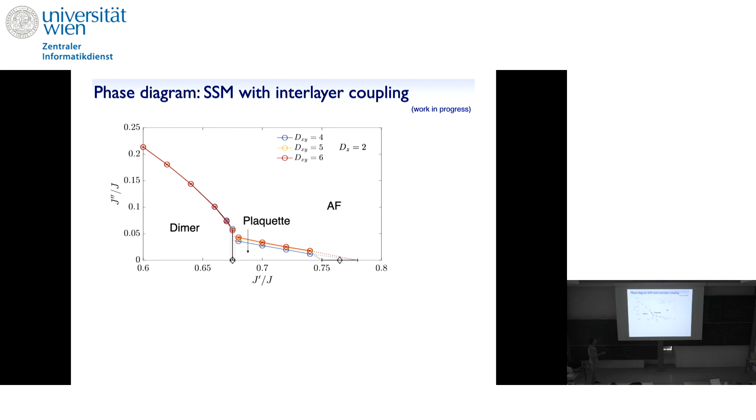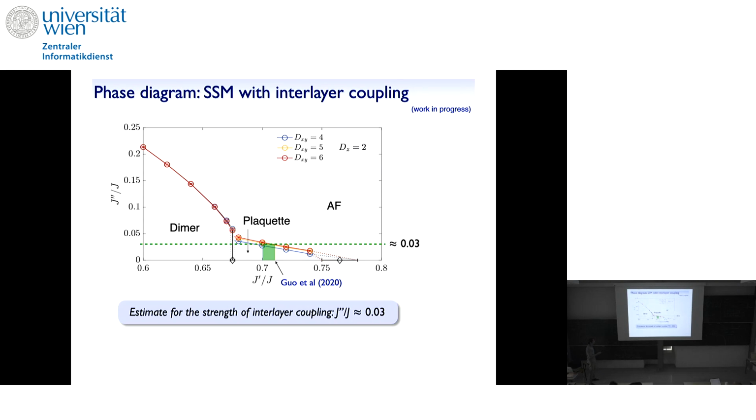And then here I show you the phase diagram for fixed dz equals 2 for different bond dimensions dxy. So this goes slightly up. So with dz, it goes slightly down. And also here, the phase boundary does not shift much anymore. So we think we already have quite a good estimate of the phase boundary here.